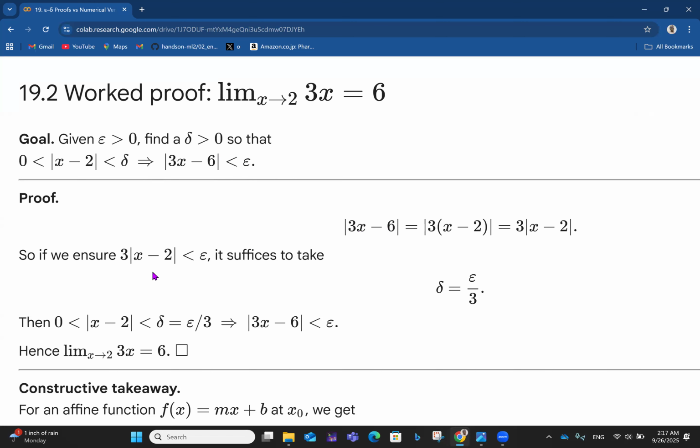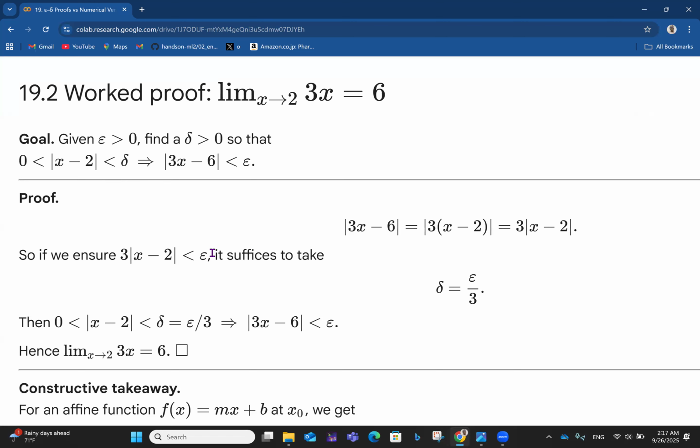So if we ensure that 3 times the absolute value of x minus 2 is less than epsilon, it suffices to say that, from here now you can divide both sides by 3, and you get the absolute value of x minus 2 is less than epsilon over 3. So you now have x minus 2 in the center, and this is less than delta, whereas this is less than epsilon over 3.